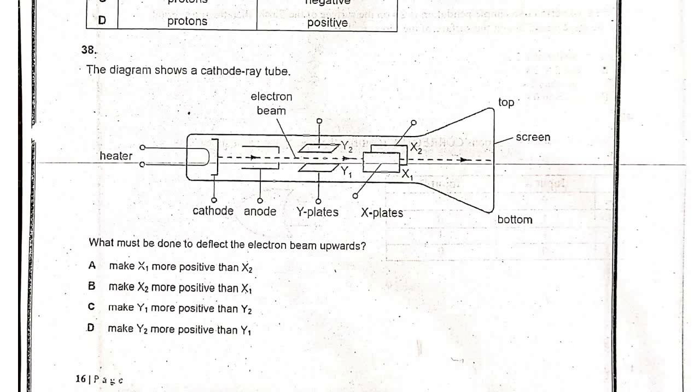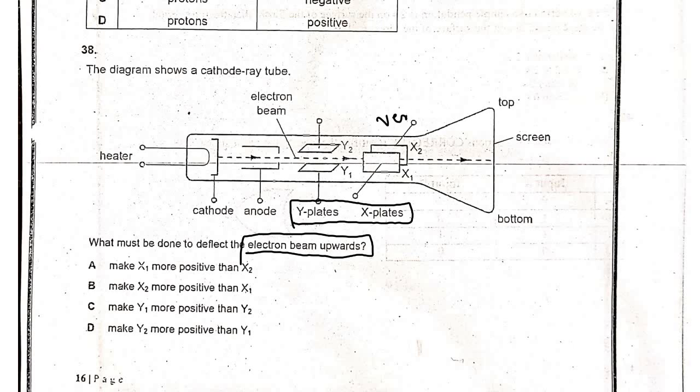In question number 38, we have a diagram of a cathode ray tube in which there are cathode rays, thermionic electrons, that pass straight and strike the screen. What must be done to deflect the electron beam upward? If we want to deflect the electron beam upward, so we have two pair of plates. One is the X plates and the other is Y plates. These are the vertical plates, and these are known as horizontal plates. Horizontal plates control the vertical deflection of the electron beam, while vertical plates control the horizontal deflection of the beam.